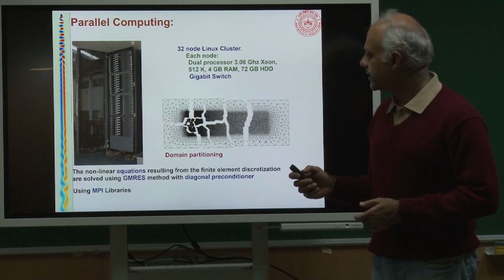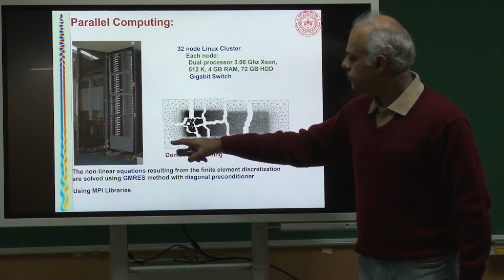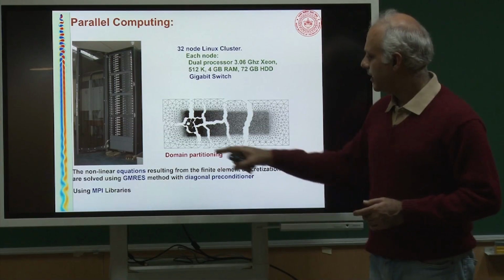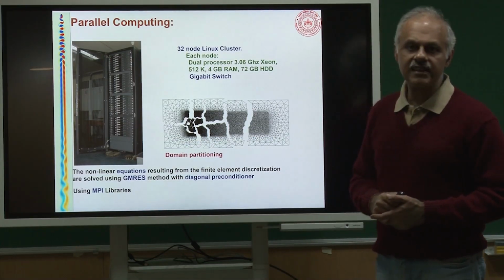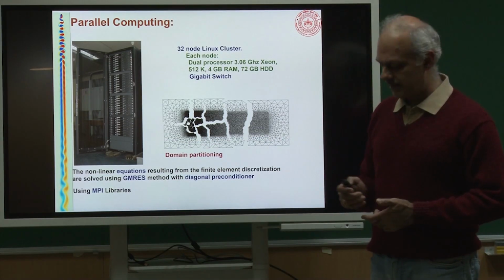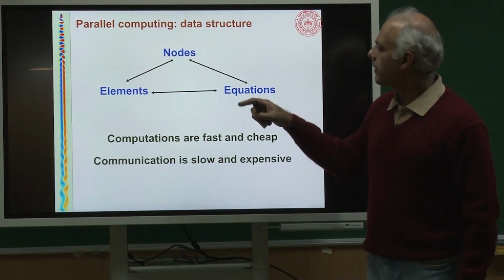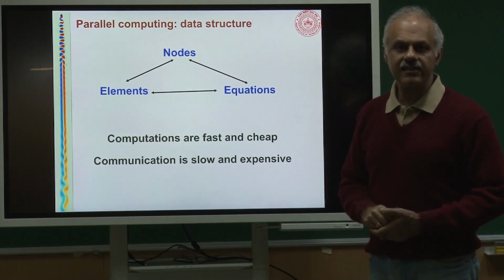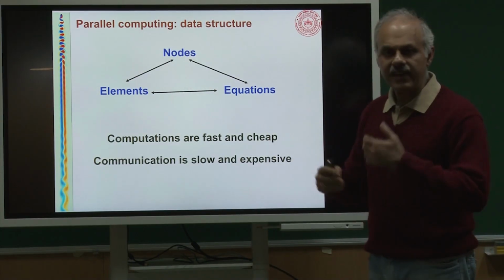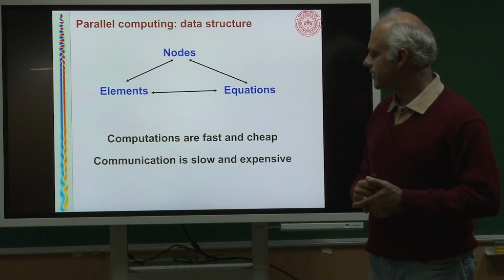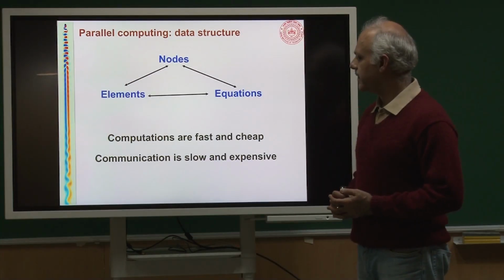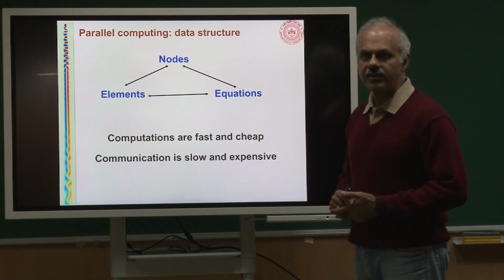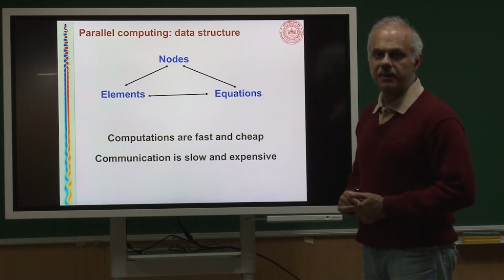If you look at this mesh, these points where these edges intersect are called nodes, and as you can imagine, each one of these little regions is called an element. So, we store data at nodes, at elements, and at the equation level, and then we go back and forth between these data structures. The mantra to keep in mind is that computations are fast, but communication of information is slow and expensive.